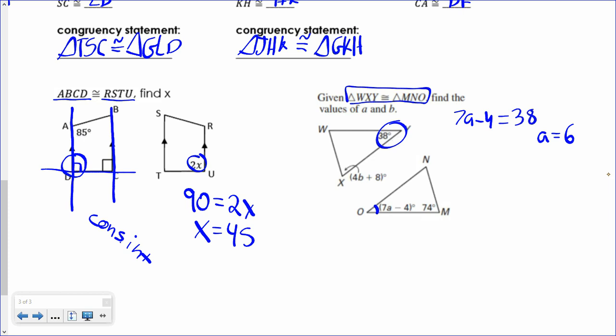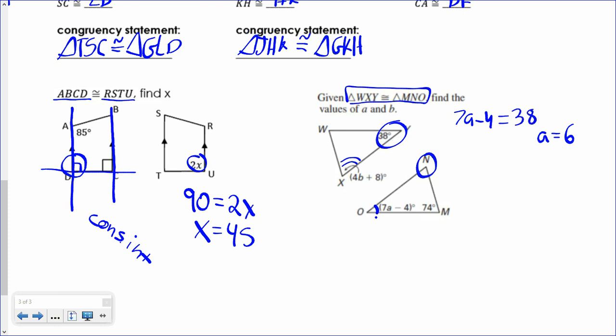Alright, so to find B, that's this angle, what corresponds to X? X and N, so that's this angle right here. Do I know what N is? Is there anything written there? No. So my first mission is to find it. You have to plug in 6 to A. Okay. 7 times 6 is 42 minus 4.